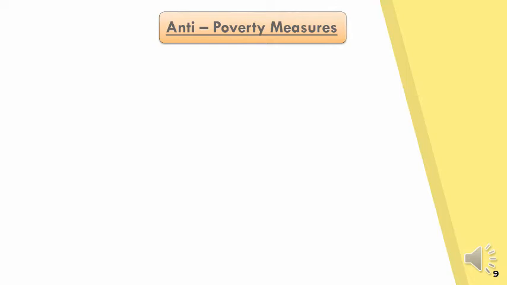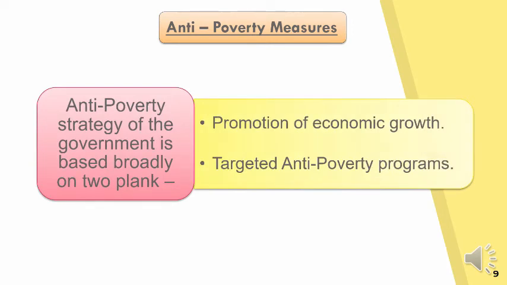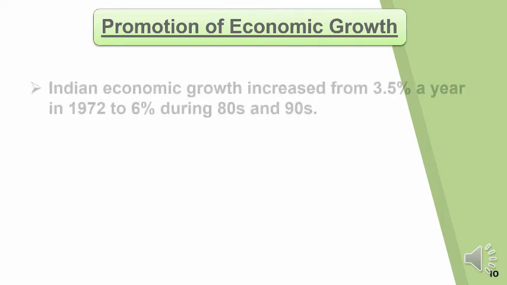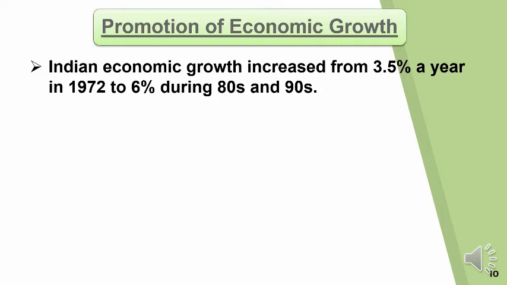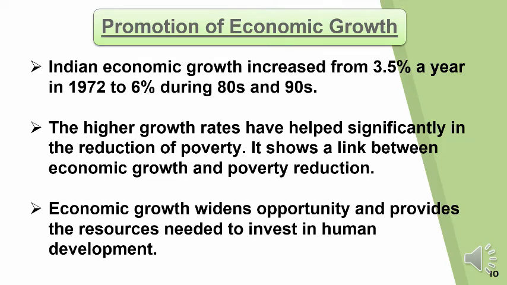Anti-poverty measures. At present, anti-poverty scheme is divided into two parts. First, promotion of economic growth. Second, targeted anti-poverty programs. Promotion of economic growth. Since the 80s, India's economic growth has been one of the fastest in the world. India's economic growth increased from 3.5% a year in 1972 to 6% during the 80s and 90s. The higher growth rate has helped significantly in reducing poverty. It shows a link between economic growth and poverty reduction.